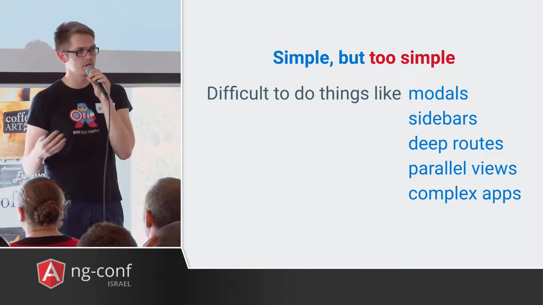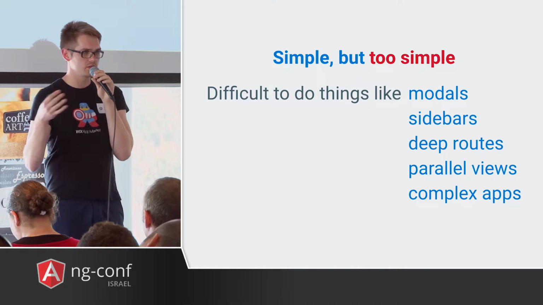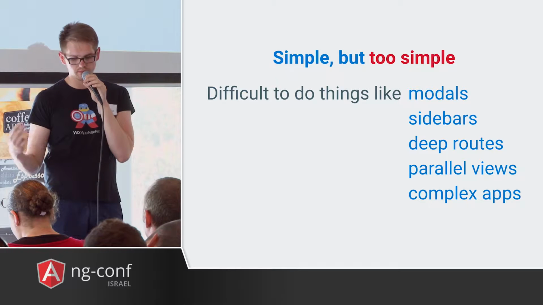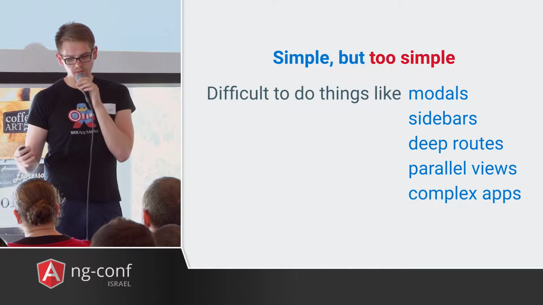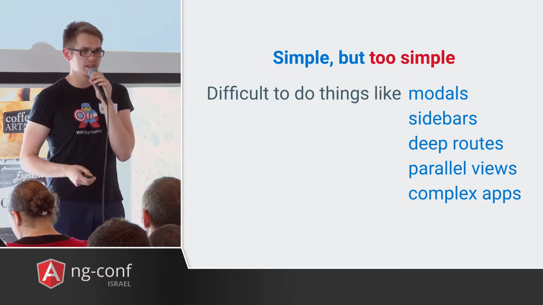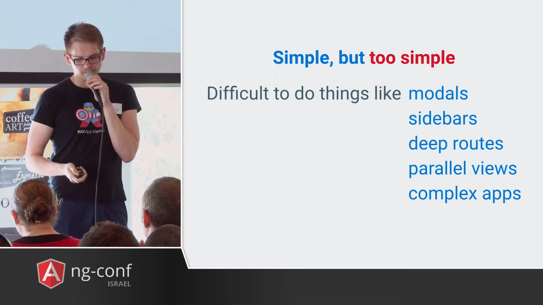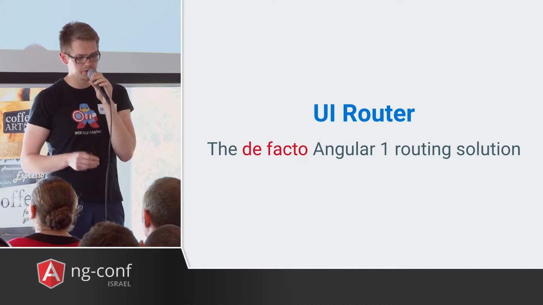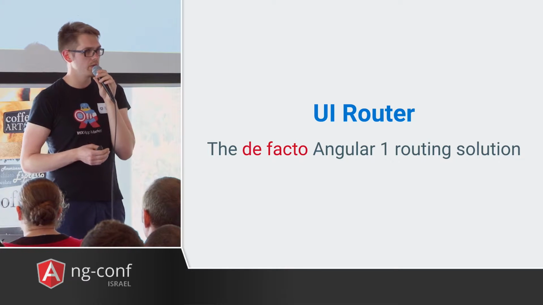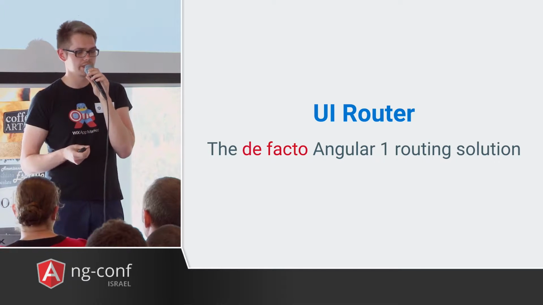It's very difficult to do things like modals, sidebars, deep routing, because you have to specify the entire configuration all the time. It's pretty much impossible to do parallel views in an easy manner, and basically it doesn't work for complex applications. And here comes UI router, which is sort of the de facto solution for Angular 1. Who here is using Angular UI router? Yeah, all right, that's more like it.